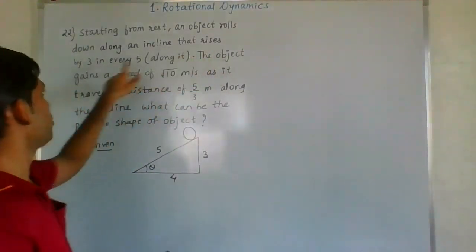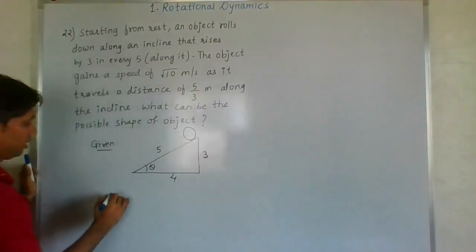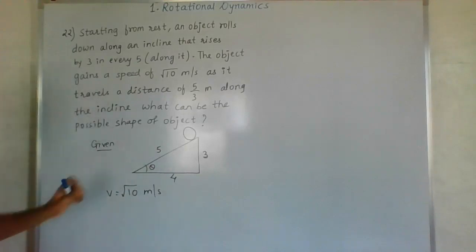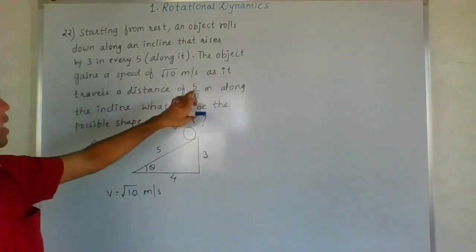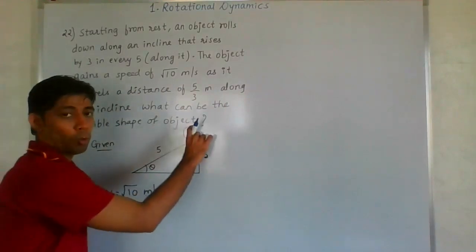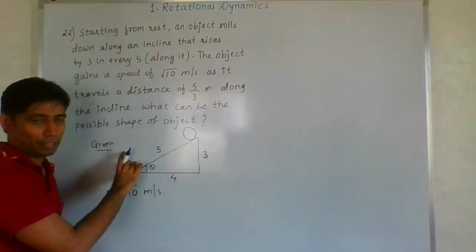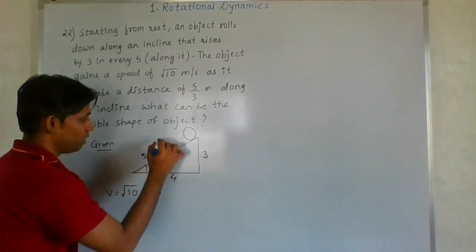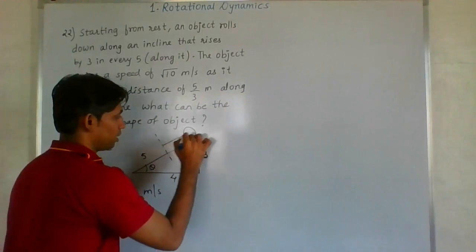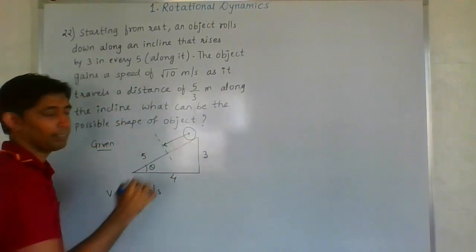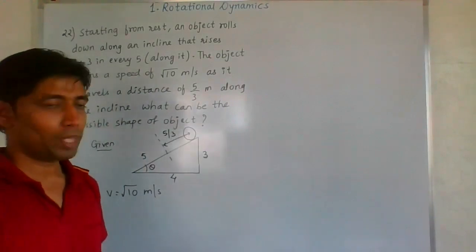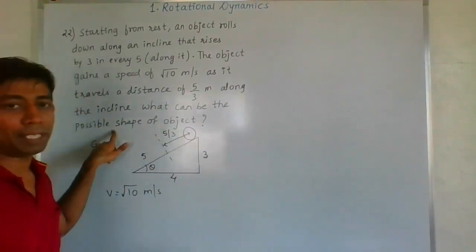Then what they have said: the object gains a speed of root 10. So velocity is root 10 meter per second, as it travels a distance of 5 by 3 meters along the incline. So its meaning is that this object is not coming all the way down. Okay, it is coming somewhere here. It is coming up to here, for example, and this distance they have given as 5 divided by 3. Okay, and what they have asked is, what will be the shape of the object.